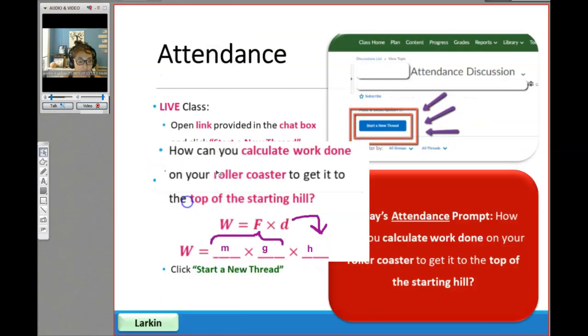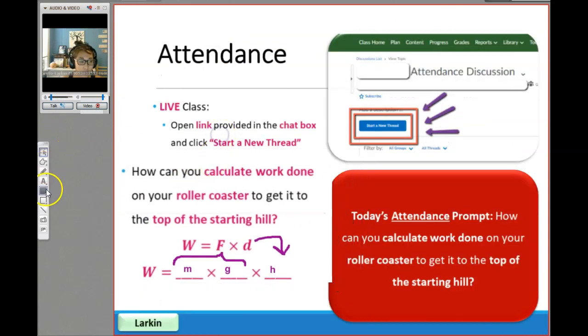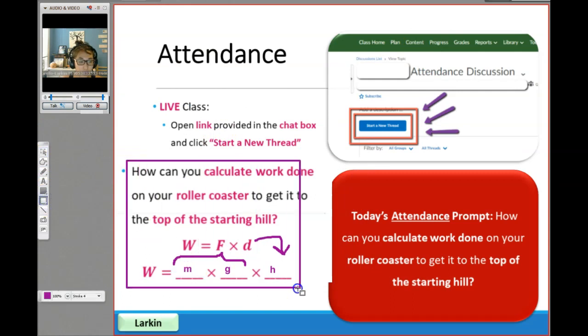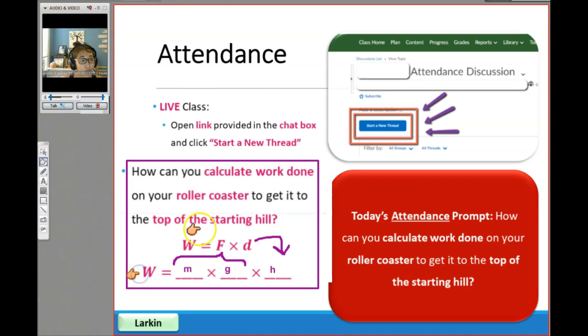Perfect. All right, I'm going to go ahead and paste this up on the board. So the way to calculate the work done on the roller coaster at its starting point is to multiply its mass times gravity times height, which in this instance is actually also equal to its potential energy because that is the change we need to do to get it to that potential energy. So that is our answer. Work equals mgh. W equals mgh. That is the answer. Don't ask me for the answer again. That is the answer. Work equals mgh.